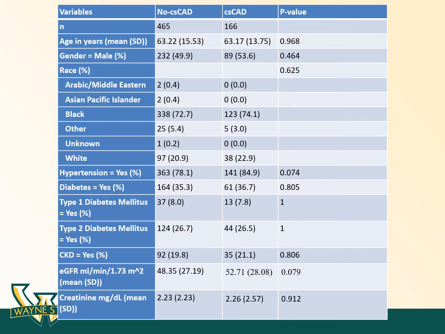Here we see the patient demographic data. You can see between the two cohorts, the no clinically significant coronary disease and the clinically significant coronary disease, most of the demographics are all the same, including percentage of chronic kidney disease and also estimated glomerular filtration rate and creatinine.